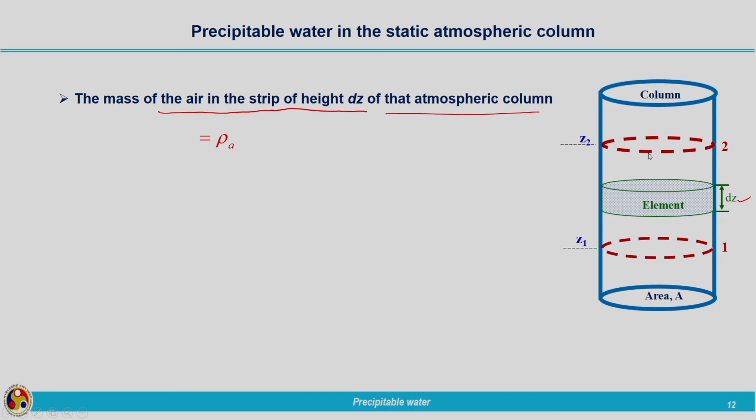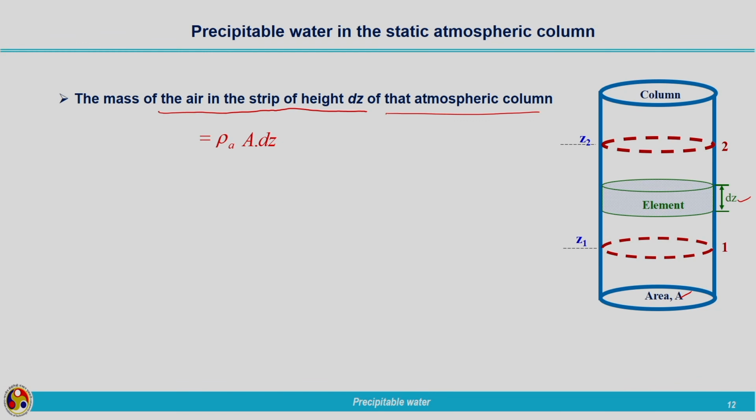We know the density of moist air is rho A. The notation which we are using for moist air density is rho A. And if we multiply by the volume of the corresponding quantity, we will get the mass contained within that strip. So, rho A is the density multiplied by volume. What will be the volume? We know the area is A and the depth is dz. So, we can calculate the volume as A multiplied by dz. So, the mass of moist air present in this elementary strip will be rho A multiplied by A dz.